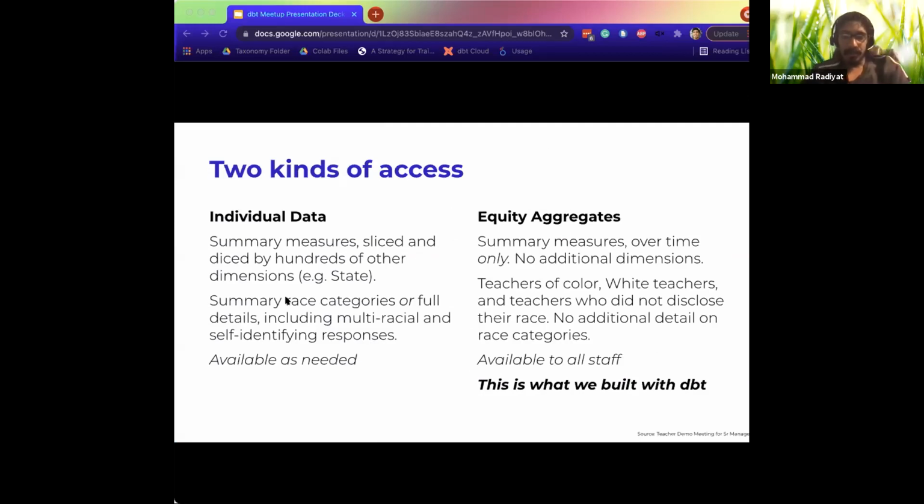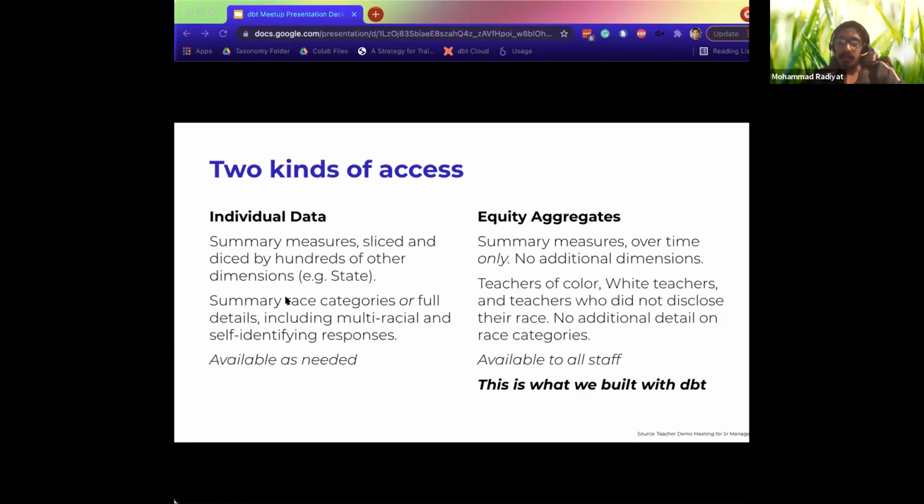So this is the current steady state at DonorsChoose. We have two kinds of access to equity data. The first one is that more detailed data that I mentioned, where users can see individualized data per teacher or per school and can slice that data by any dimension they want. On the other hand, equity aggregates are this new product that gives some insight into how we're doing on the major indicators.